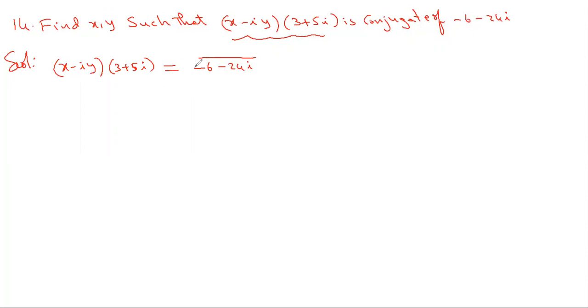Some people will make a mistake in writing the given information itself, and then everything is useless, whatever you do later on. So now if you see this, why do we write it in bar? That is the notation for the conjugate. So 3 plus 5i, right? And then the conjugate of this is minus 6 plus 24i.